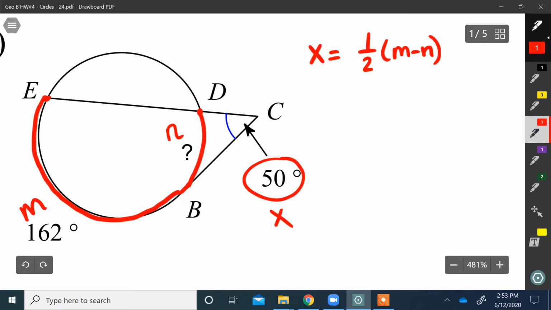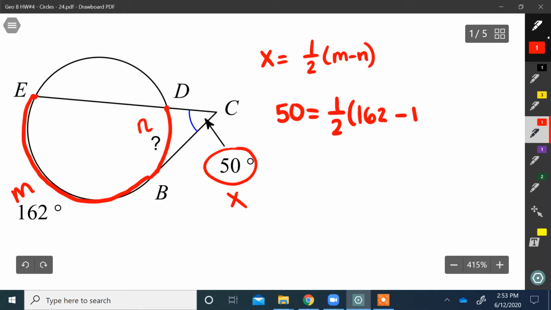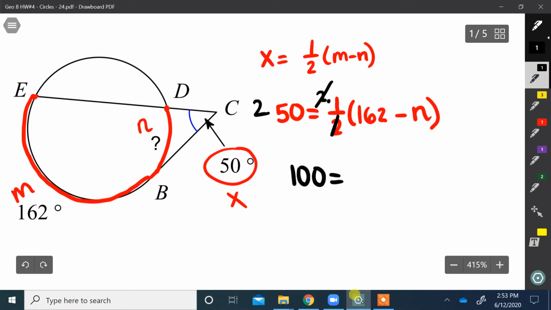If I use my formula, it will be x, which is 50, is equal to half, the m is 162, minus the n, which is what we're looking for. What I like to do is multiply both sides by 2, so that this and this cancel, and then we get 100 is equal to 162 minus n.